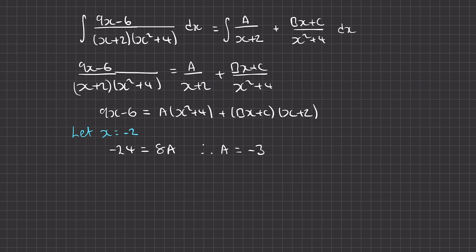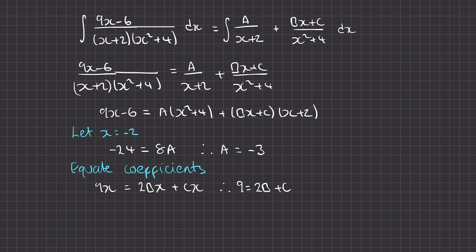So to work out b and c, we need to equate coefficients. So we know the 9x we can use, and this is obtained by multiplying the bx by the 2 and the c by the x. So this is equal to 2bx plus cx. So therefore, we'll cancel out the x's. 9 is equal to 2b plus c, and we'll call this equation 1.